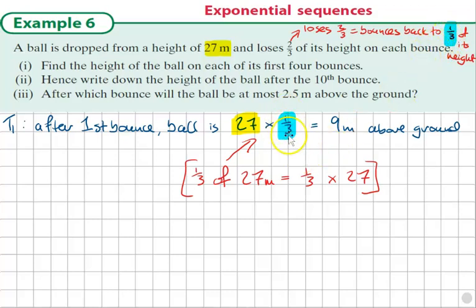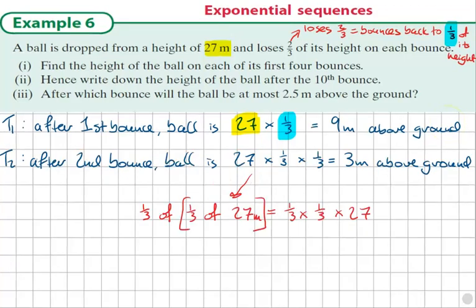So you might have thought after seeing the previous example that 2/3 is what we multiply by here, but in this particular question, with the way the question's phrased, we're multiplying by 1/3. And 1/3 of 27 meters is the same thing as 1/3 of 27, which is equal to 9. So T1, term 1, after the first bounce, the ball is 9 meters above the ground.